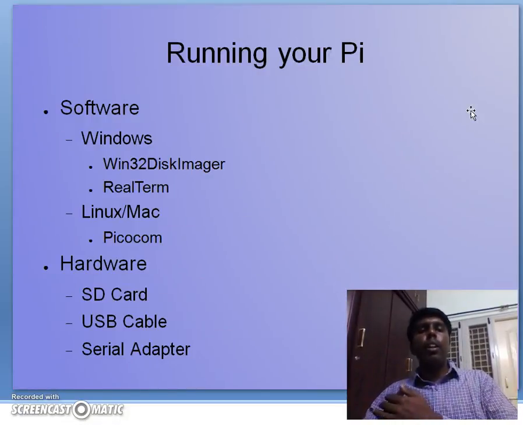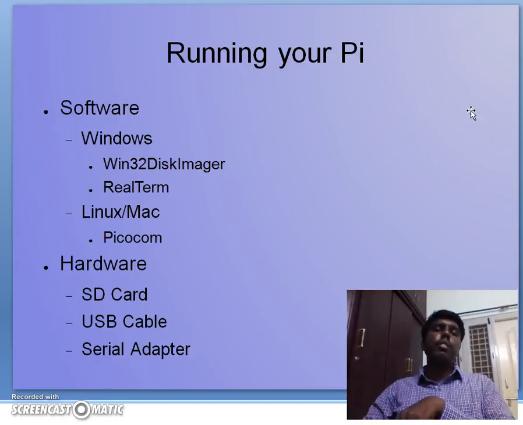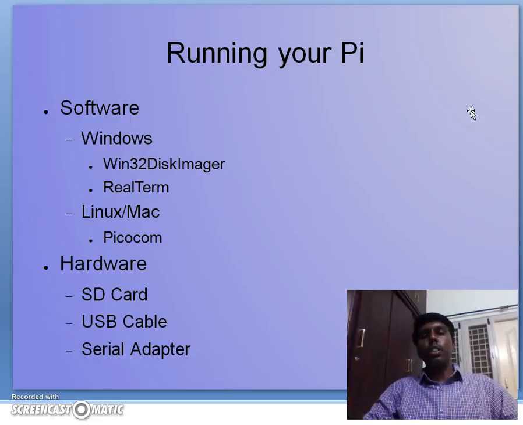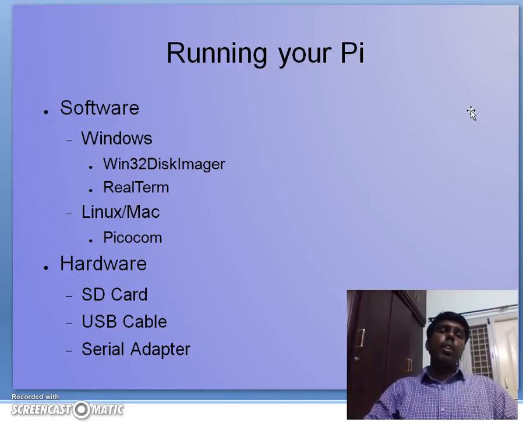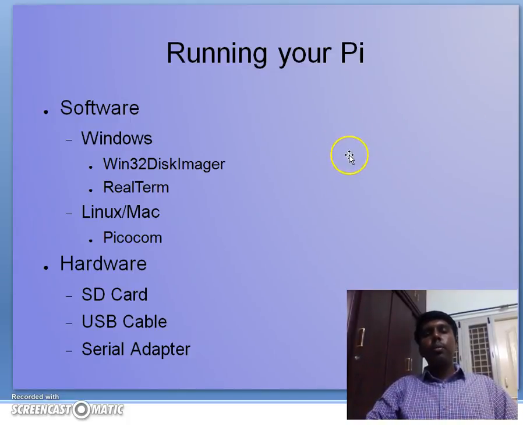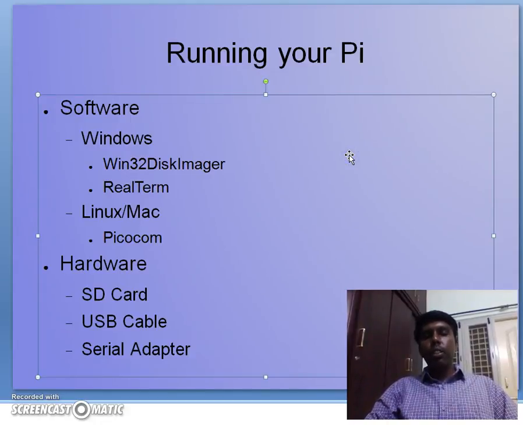So how do you run your Raspberry Pi? You need some software. On a Windows platform, you need Win32 Disk Imager and a real-time tool, but mostly we are not going to use Windows. On Linux or Mac, you are going to use PicoCom. Then you need hardware: the SD card, USB cable, and serial adapter, which are very important for the connectivity of input and output devices with this Raspberry Pi.